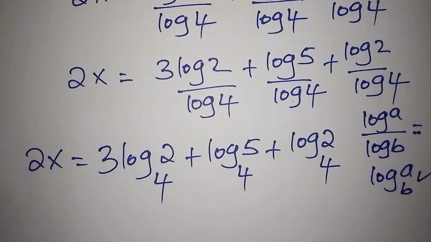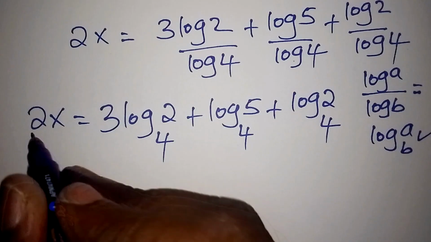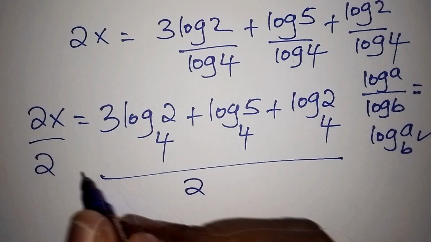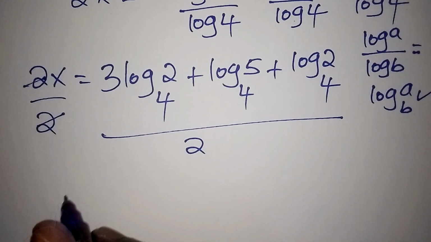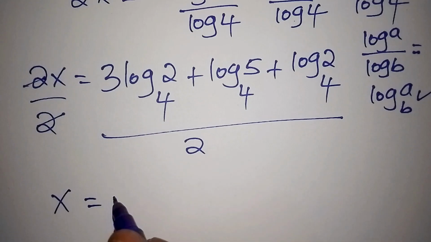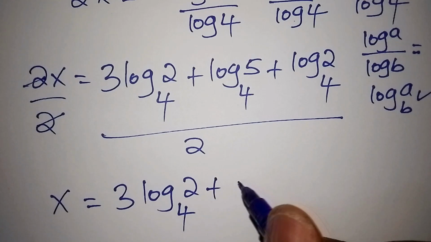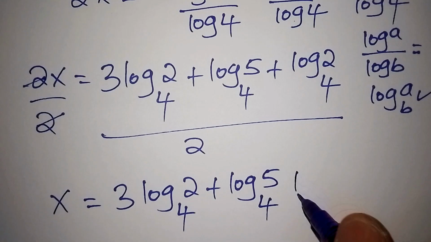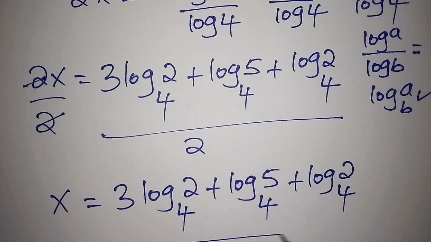So for us to remain with x alone, we shall have to divide both sides by 2, then the whole of this by 2. So that 2 by 2 shall cancel. So that now the value for x is equal to 3 the log of 2 to the base of 4, then plus the log of 5 to the base of 4, plus the log of 2 to the base of 4, then this all over 2.